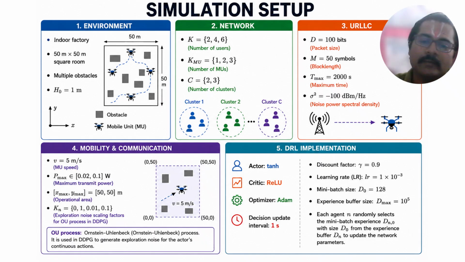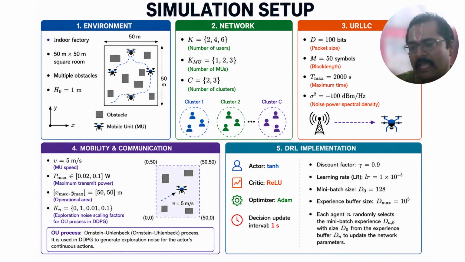Let's assume the decision update interval is 1 second. However, this is not practical, as the authors said in this paper. In URLLC, ultra-reliable low-latency communication, this decision update interval should actually be in milliseconds. So, what is my discount factor? It is 0.9.